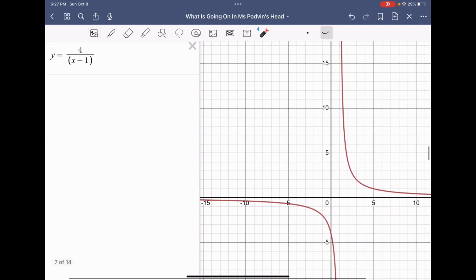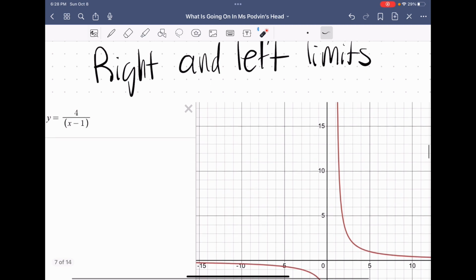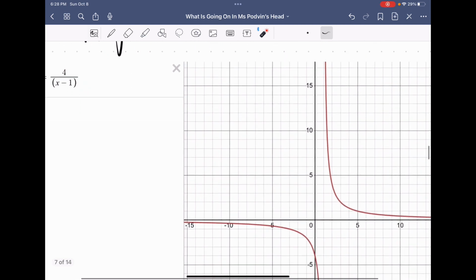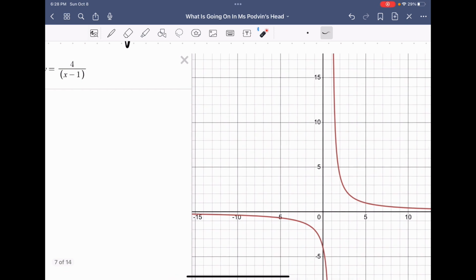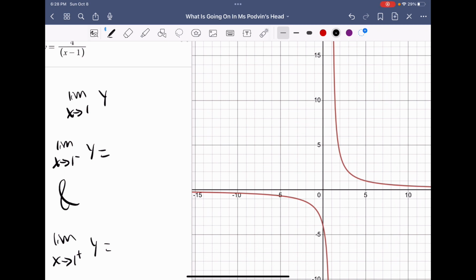Well, let's take a look at this example. We have y equals 4 over x minus 1. Now, if we take a look at the limit as x approaches 1 of y, first we need to consider both the limit as x approaches 1 from the left of y and the limit as x approaches 1 from the right of y. Now, let's start with as x approaches from the left.